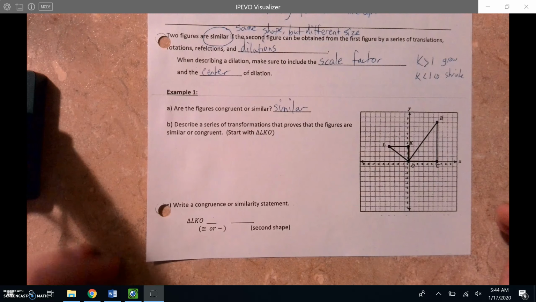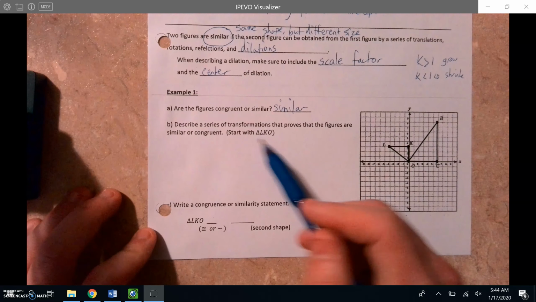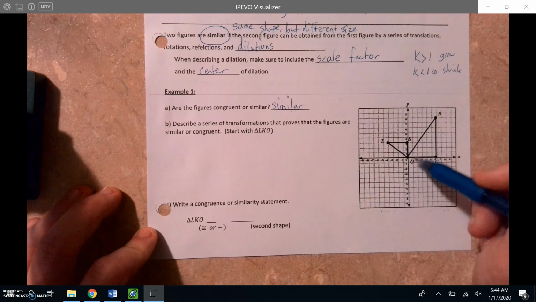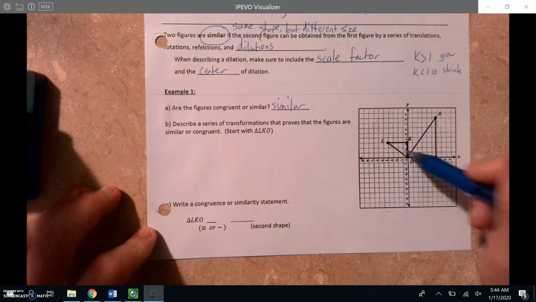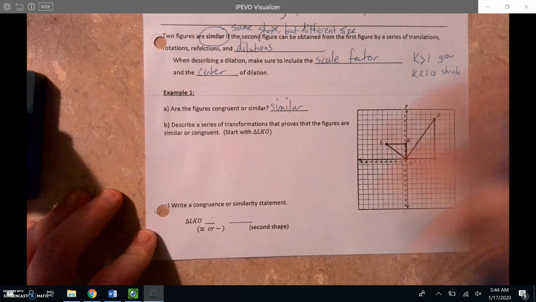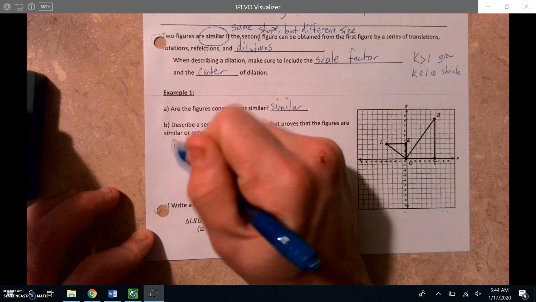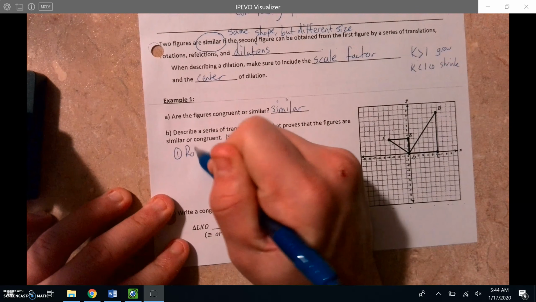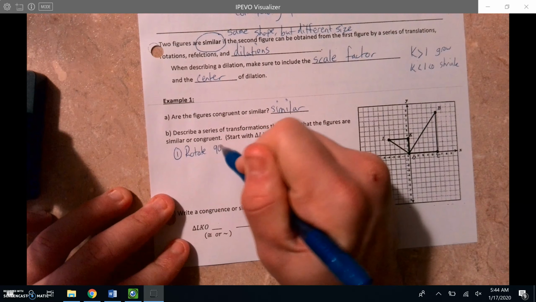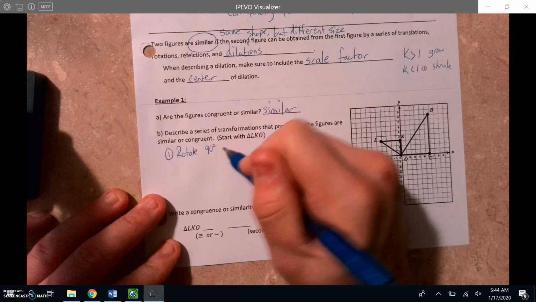I'm about to get started. So, start with triangle LKO. That is a small triangle here. First, we're going to need to get it rotated so that it'll line up with our new triangle. So what I'm going to do is rotate 90 degrees. I want to go to the right, so I want to go clockwise.